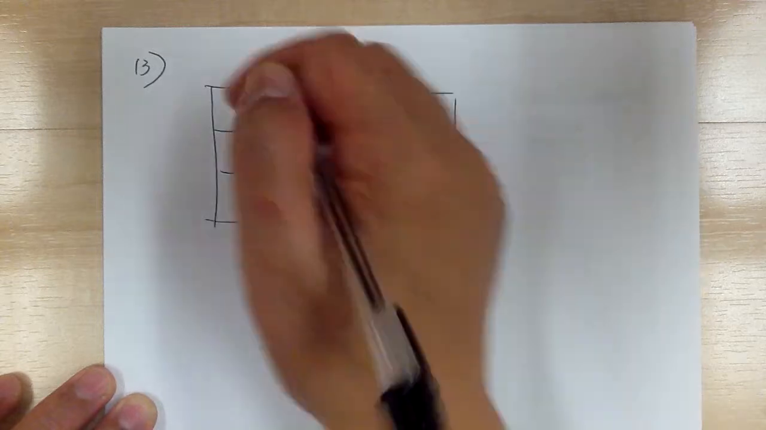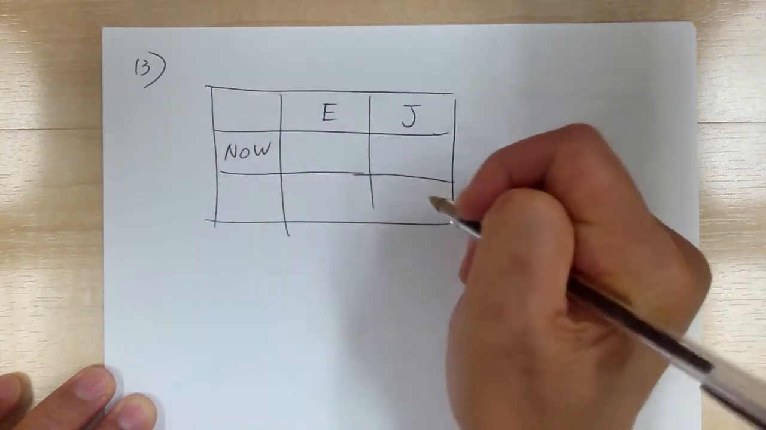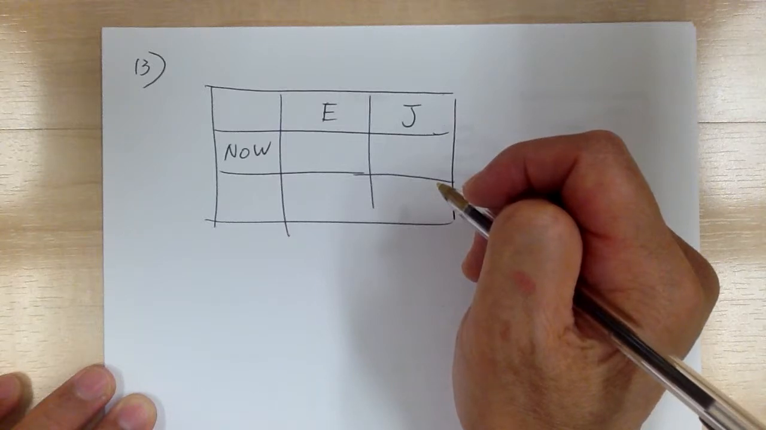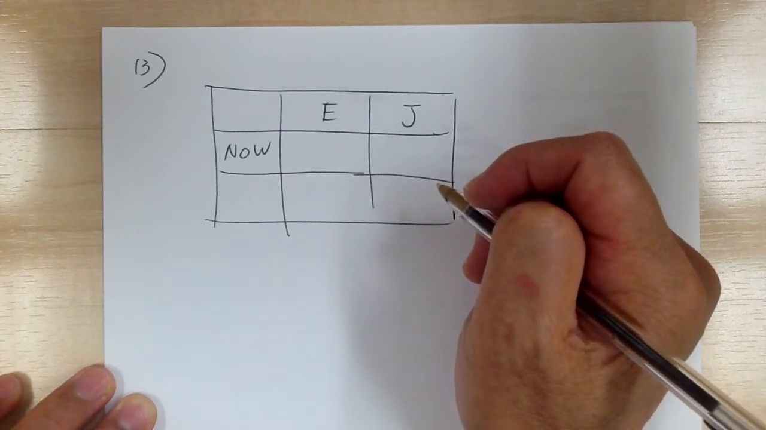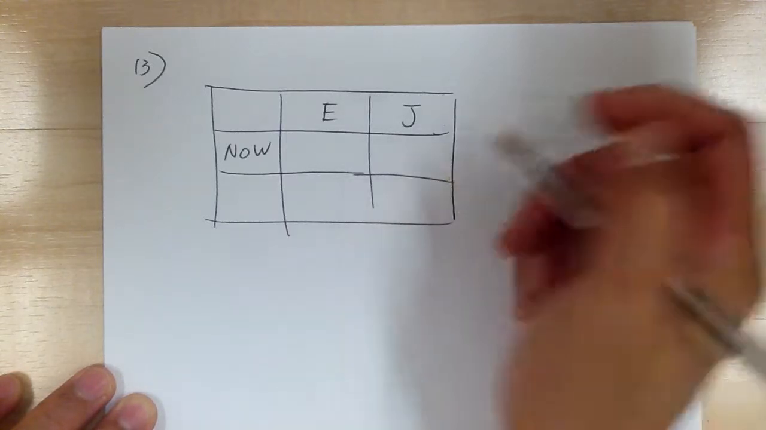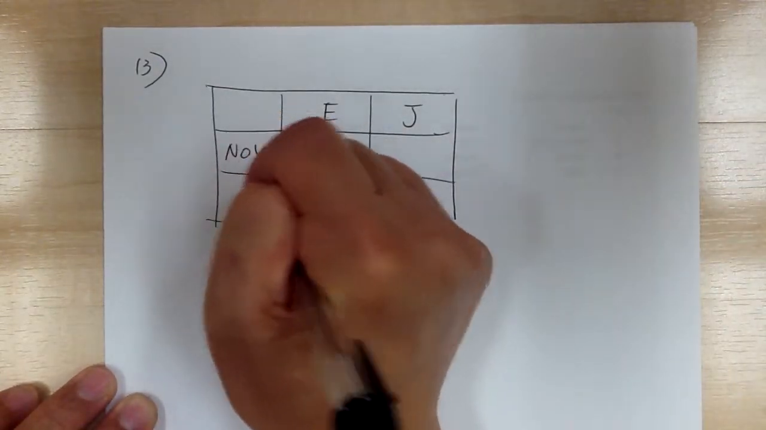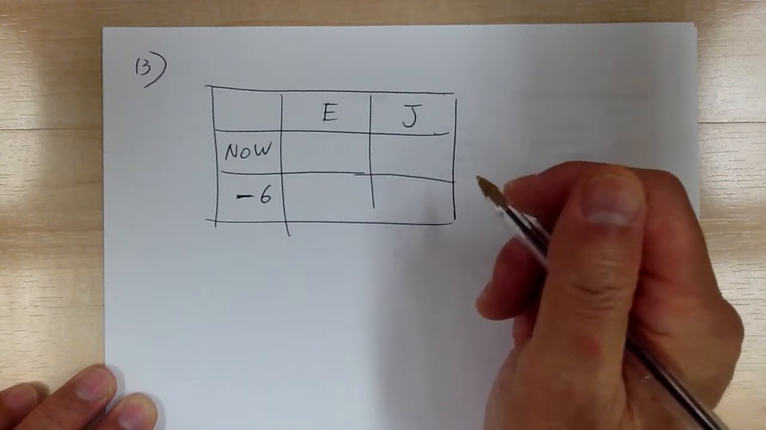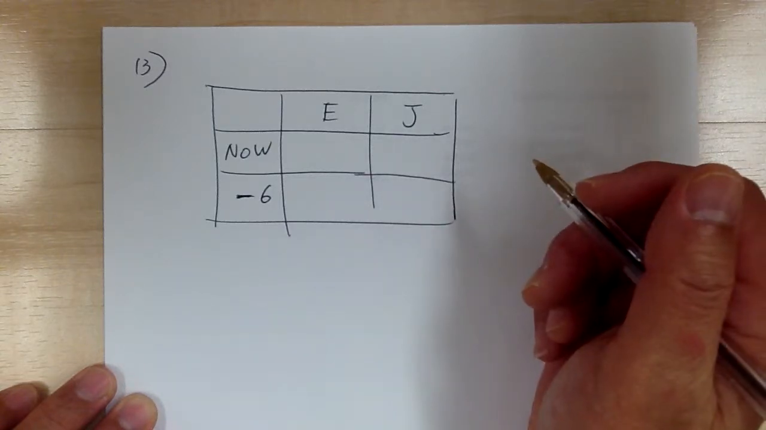So the word is now, and the next sentence says, if Emily and Jack's combined age 6 years ago. So it's 6 years ago, so it'd be minus 6. Right? Again, it's time passed, so you have to subtract. Okay, now let's go and read, then go back and read again.